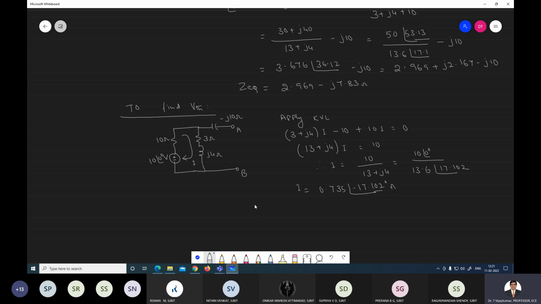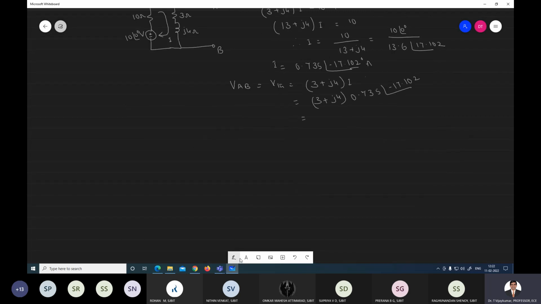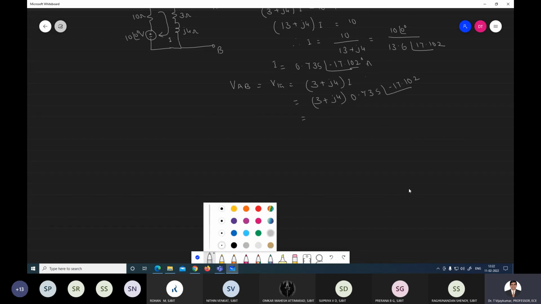So what is the Thevenin voltage? Thevenin voltage is nothing but VAB, that is 3 plus J4 into I, the drop across that. And the drop across minus J10, since it is open circuit, there is no current flow, there is no drop, only drop across the 3 plus J4. So this is equal to 3 plus J4 into I, which is 0.735 at an angle of minus 17.102. So much for this after simplification. What is the value of VAB?